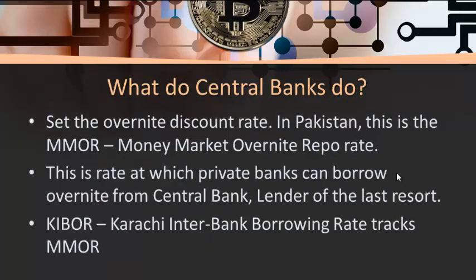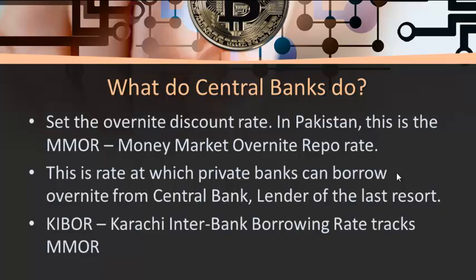So what do central banks do in a very particular, very specific way? The central banks set the overnight discount rate. In Pakistan, this is called the money market overnight repo rate. So every 2 months there is a meeting of the Monetary Policy Committee, and they set the rate. At the last meeting, which was on January 26th or 27th, I don't remember exactly, the rate was changed from 10% to 10.25%. So that was the decision of the central bank. That was the policy decision.